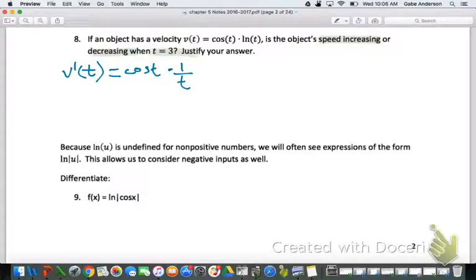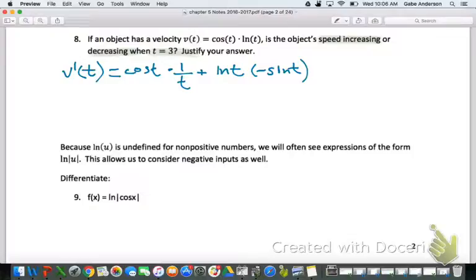Lauren, can you do the other part, the 2d1? ln of t times negative sine of t. Yep, nicely done. Okay, so that is our equation for acceleration. It's all well and good, but we want to figure out what's happening at 3, right? So this is probably where we need to get the calculator out.